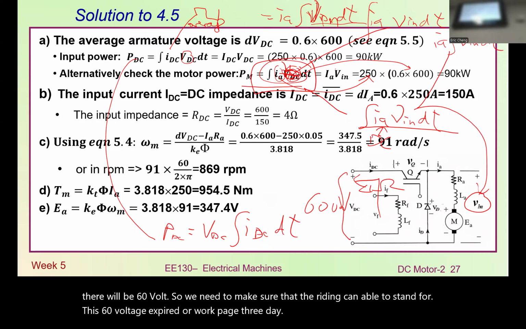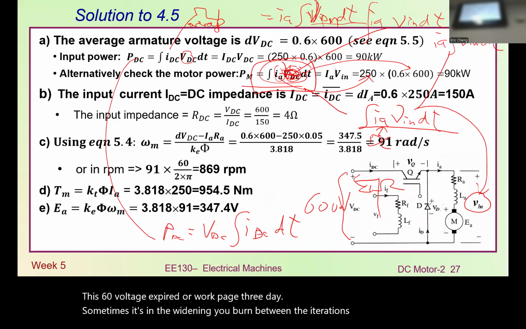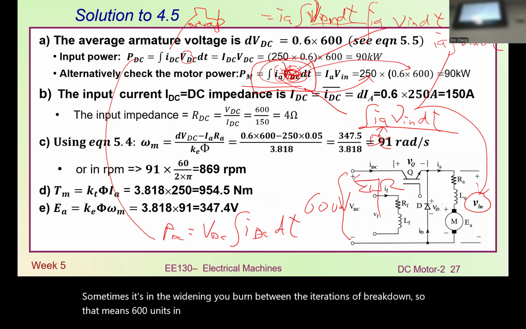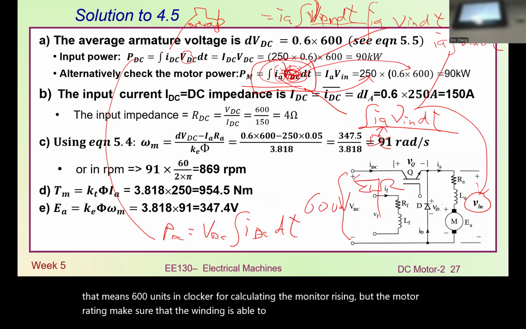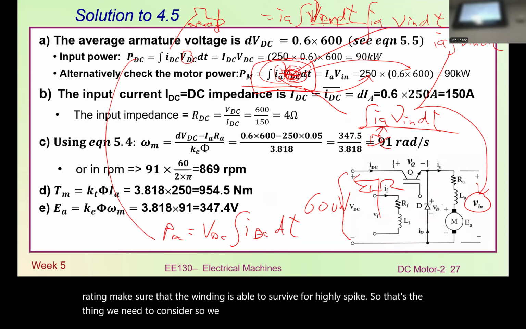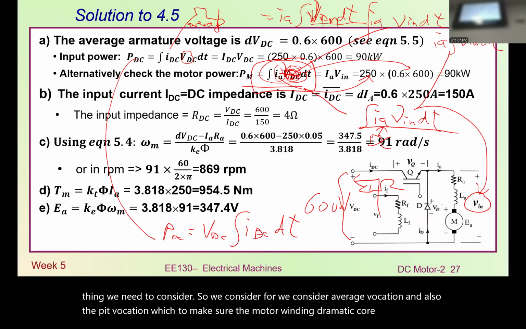Sometimes between the windings, you burn because the insulation breaks down. So that means 600 volt is important for calculating the motor winding or the motor rating. Make sure that the winding is able to survive the high voltage spike. So that's the thing we need to consider. We consider both the average voltage and also the peak voltage, just to make sure the motor winding, the magnetic core, and the insulation are able to survive that high voltage.